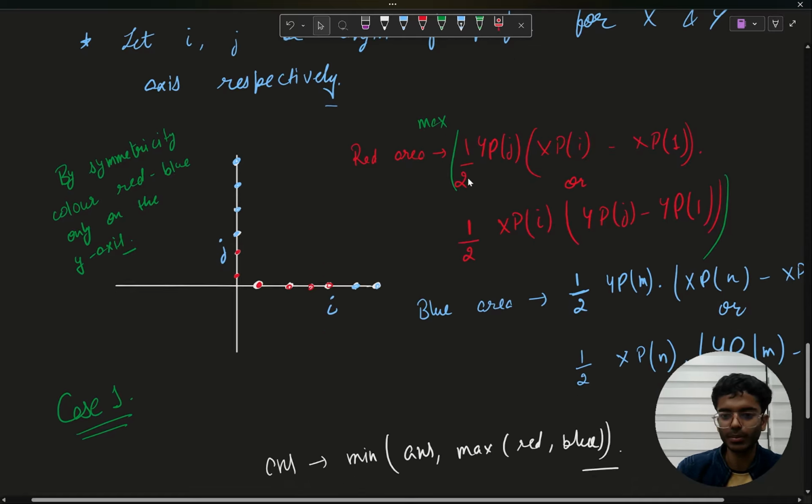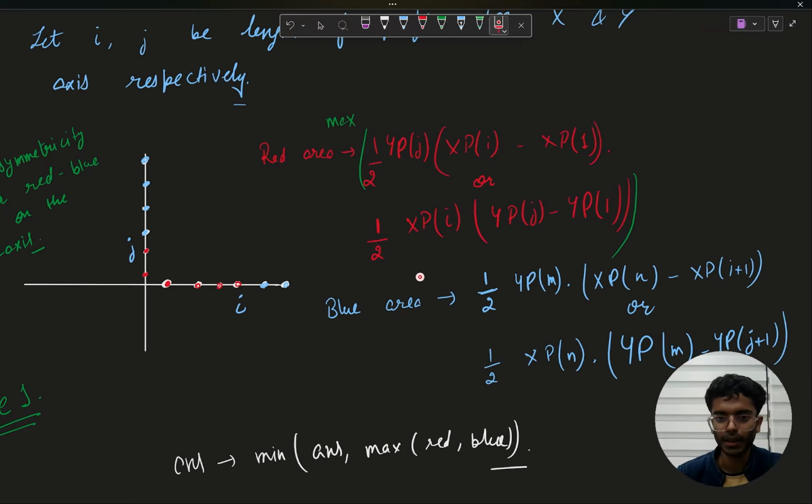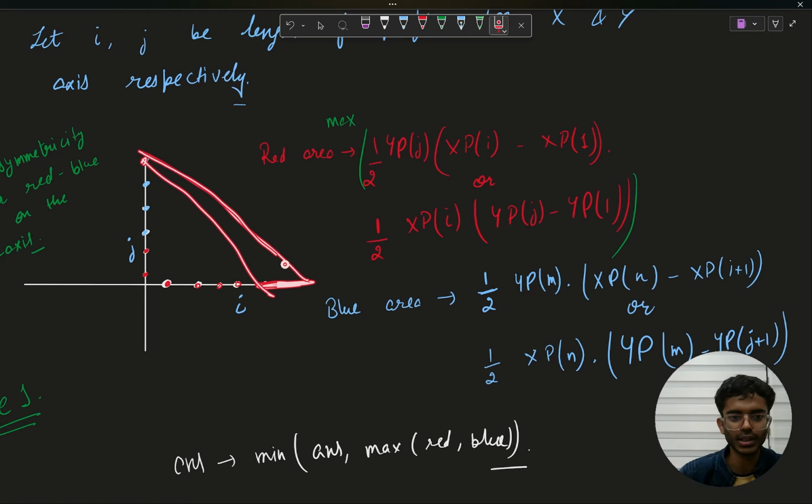Similarly, what would be the maximum blue area? It would be the max of these two values. Now, what are these two values? The first possibility is we choose this as our height, so yp of m, and we choose the 2 points over here. So xp of n minus xp of i plus 1, right? Because this would be the maximum base and this would be the height. Right, so this is the triangle that is being formed. This is the height, and this is the length of the base.